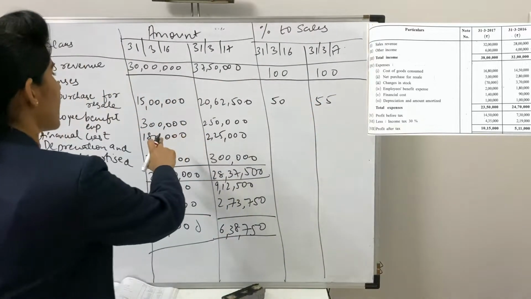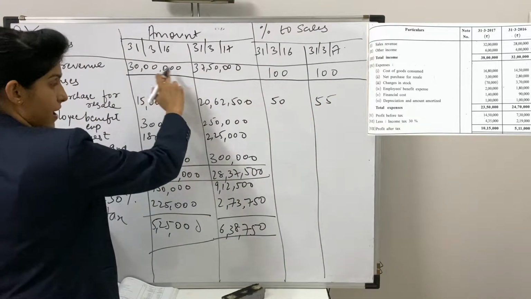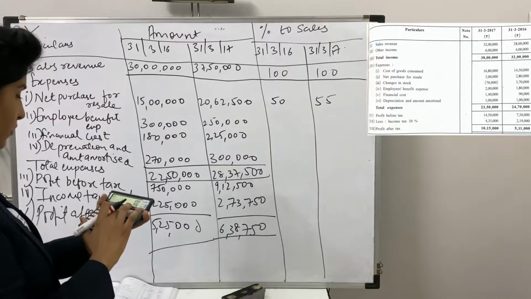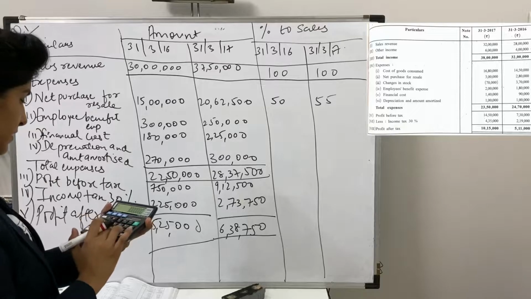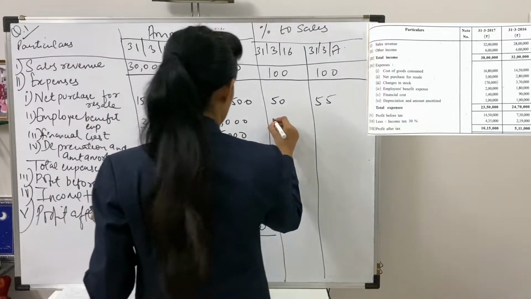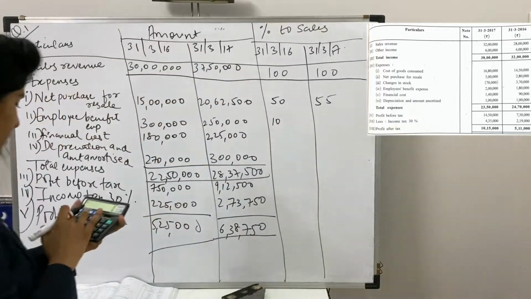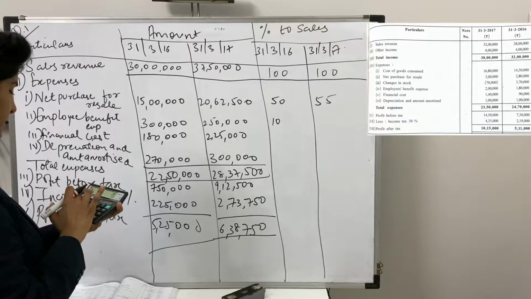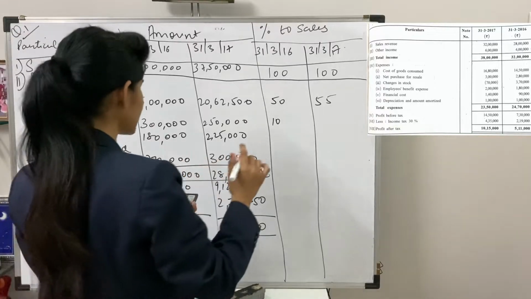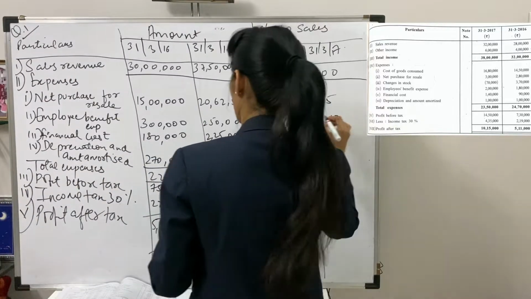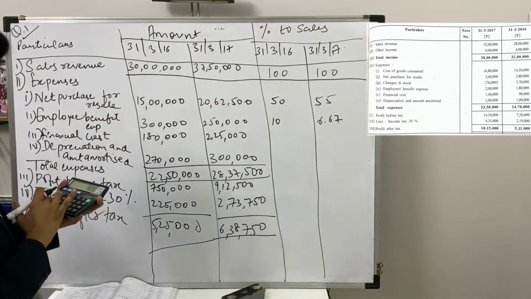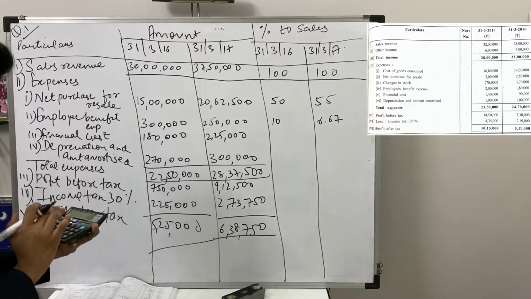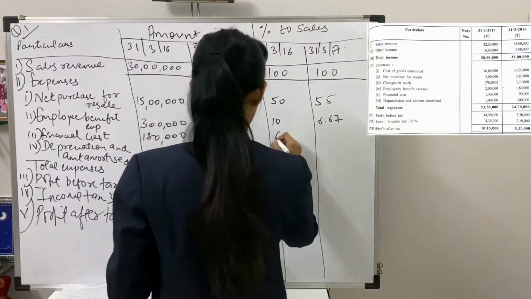Now coming to this part, we'll compare everything with this only. So 3 lakh into 100 divided by 30 lakh. We are getting it as 10%. Now coming over here, 2 lakh 50,000 into 100 divided by 37 lakh 50,000. You're getting 6.67%. Coming over here, 1 lakh 80,000 into 100 divided by 30 lakh. You're getting over here 6.